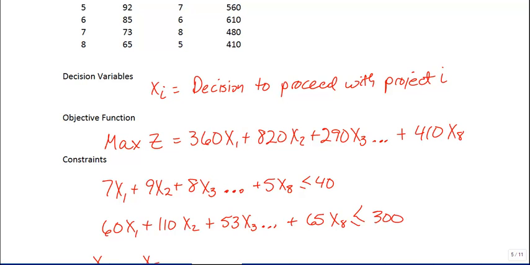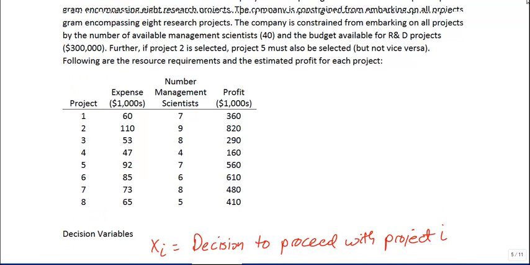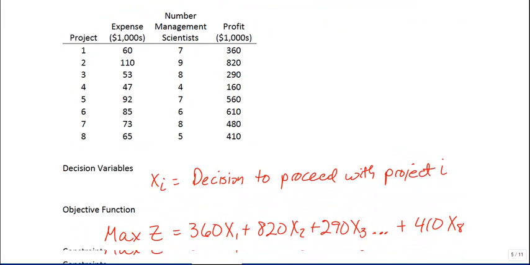Now, what makes this problem a little bit different is there is a logical requirement, a logical constraint. If project 2 is selected, project 5 must also be selected. And of course, if you haven't figured out by now, these decisions that we're making whether or not to undertake a project are binary decision variables. With binary decision variables, we can construct logical constraints that will enforce things like, if project 2 is selected, project 5 must also be selected, but not vice versa. And that's an important distinction for this particular constraint.